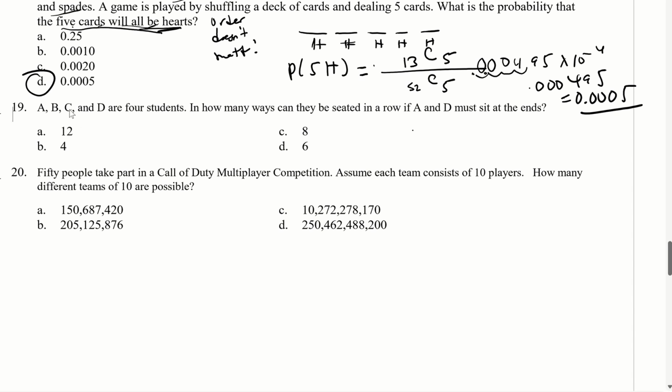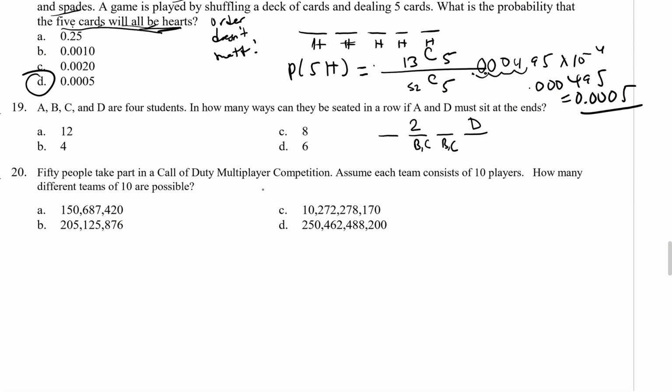And then number 19, A, B, C, and D are 4 students. How many ways can they be seated in a row if A and D must sit at the ends? All right, so A and D must sit at the ends, right? So we got 1, 2, 3, 4. So we can have A and D, for example. And then here, you could either choose B or C at this point, right? Or B or C. That means we only got 2 choices.